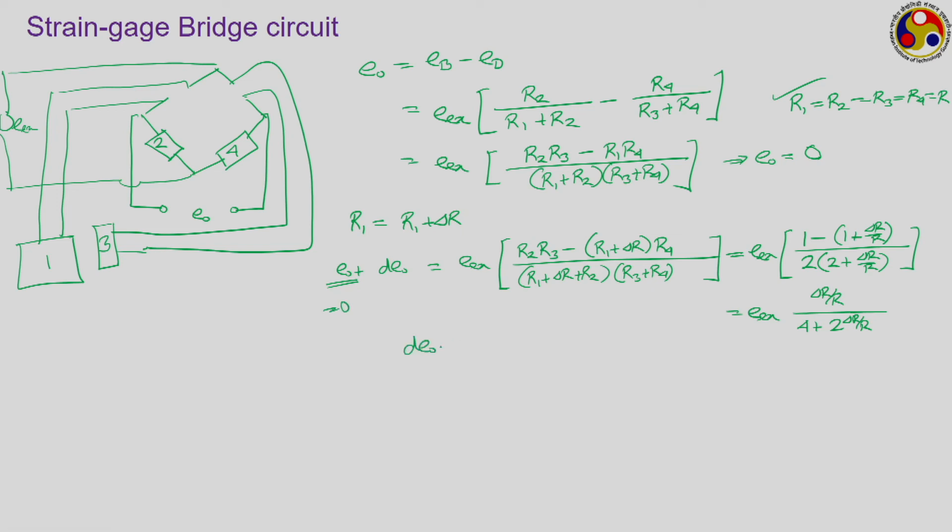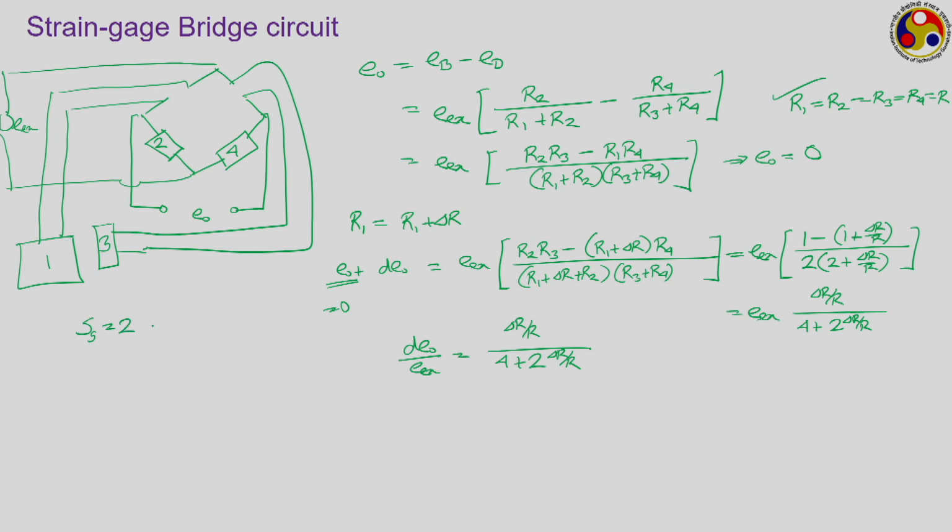So, from there we get dE naught by Ex should be equal to delta R by R divided by 4 plus 2 into delta R by R. If we use the previous scenario, that is the concept of the gauge factor, we take the same values: Sg equal to 2, R equal to 120 ohm, and as per our definition Sg is equal to delta R by R divided by epsilon, giving us delta R by R equal to epsilon into Sg.